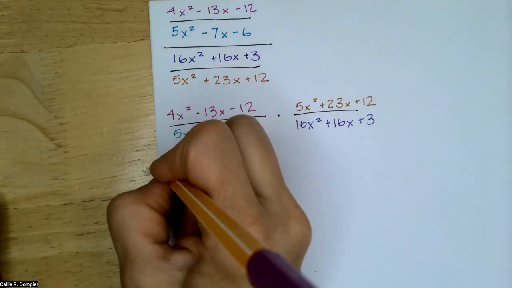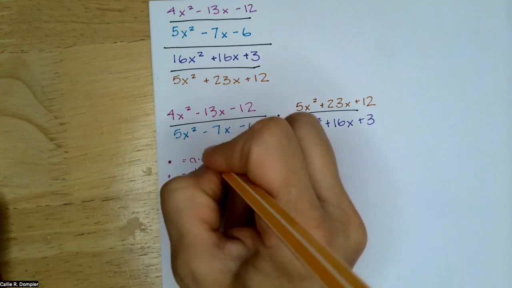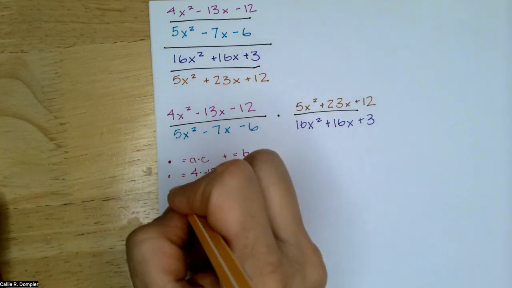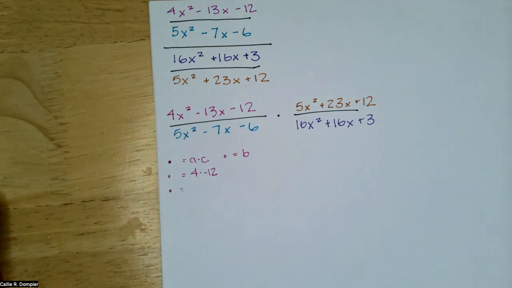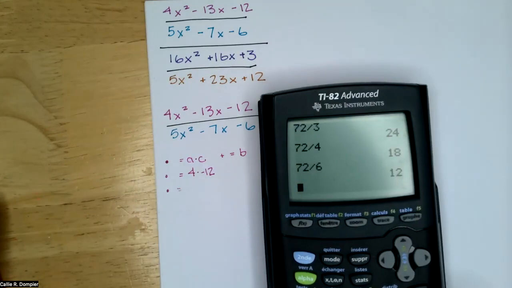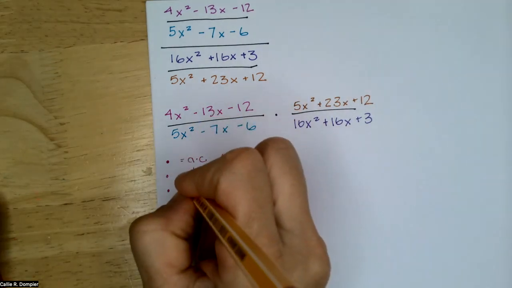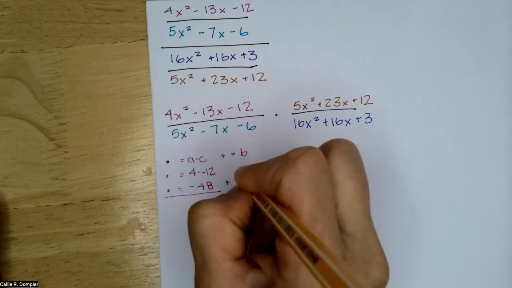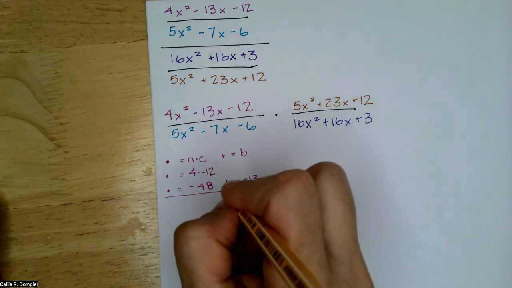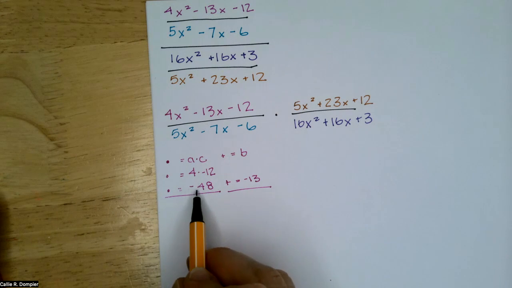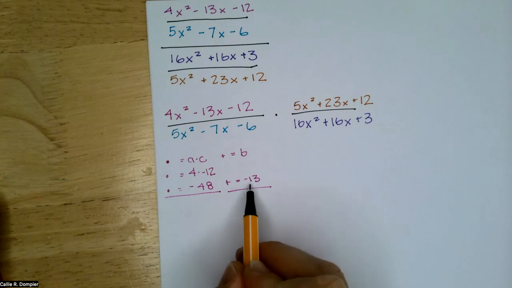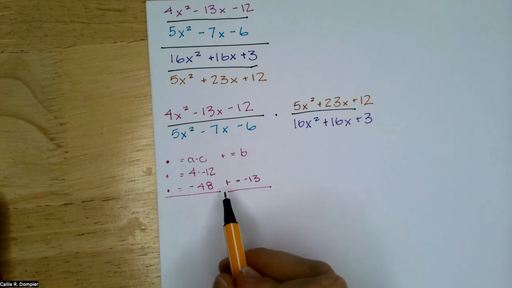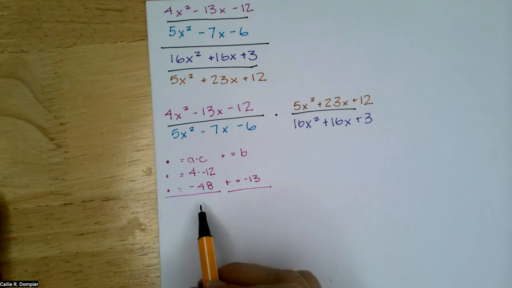A in this case is 4, so we're going to multiply to equal 4 times negative 12, and make sure to include the negative. Negative 48. So we want two numbers that multiply to negative 48 and add to negative 13. If they're multiplying to a negative number, one of my factors is positive and one is negative. If it's adding to a negative number, I want the bigger of the two to be the negative number.